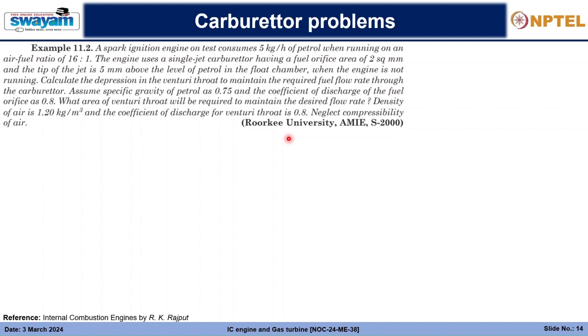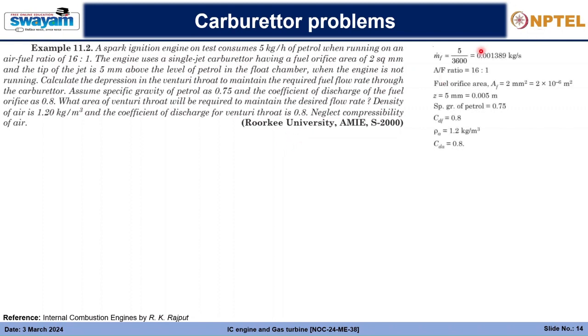Okay, then let us start solving the problem. We are given that the mass flow rate of fuel is 5 by 3600 kg per hour, so that is the amount in kg per second, and the air fuel ratio is 16 is to 1. Fuel orifice area is 2 millimeter square, and the height of the orifice from the level at the float is 5 mm. The specific gravity of petrol is 0.75.